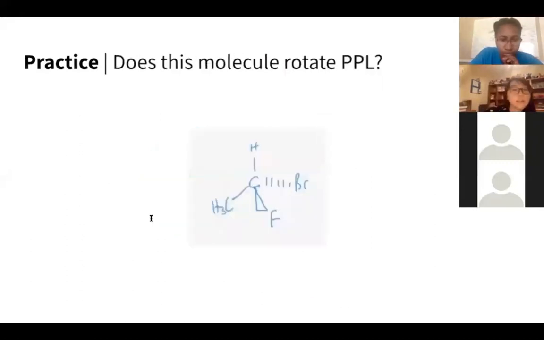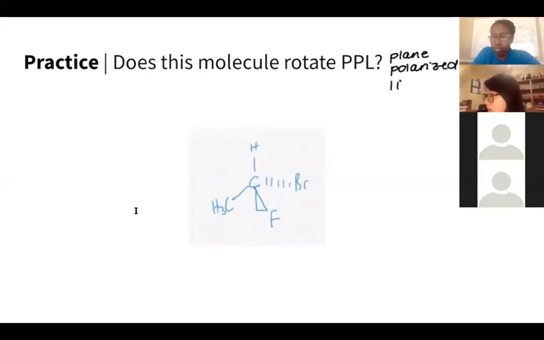So our next practice is going to be a throwback to optical activity. So does this molecule down here rotate PPL? Remember, PPL is just plain polarized light. And if you remember from the other slide, chiral molecules are going to be the ones that rotate PPL. Achiral do not rotate it. And so what we want to do is figure out if this guy is chiral.